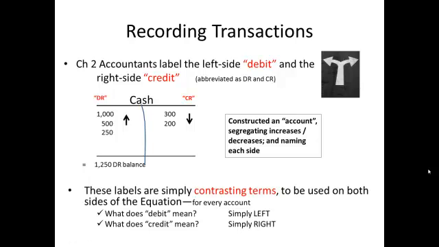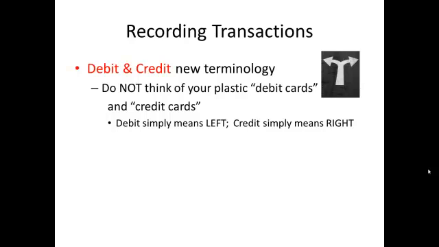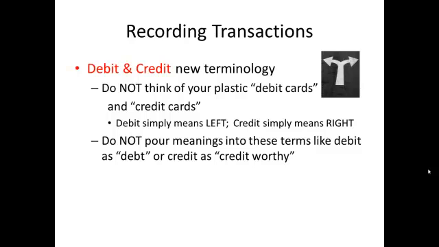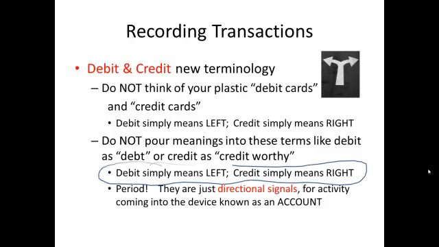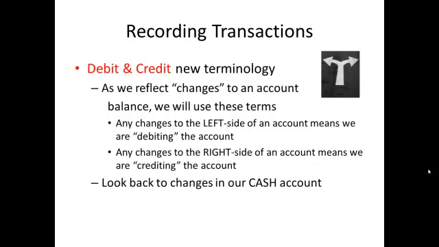So we've constructed an account segregating increases from decreases and naming each side, debit side and credit side. So the debit and credit, this new terminology, we should not think of it in terms of plastic debit cards or credit cards. Debit simply means left, credit simply means right. We should not pour meanings into these terms like debit as debt or credit as creditworthy. They're just directional signals for activity coming into the device known as an account, our T account. Left side, right side. Debit side, credit side. Any changes to the left side of an account means we are debiting the account. Any changes to the right side of an account, again, any account, we are crediting the account.